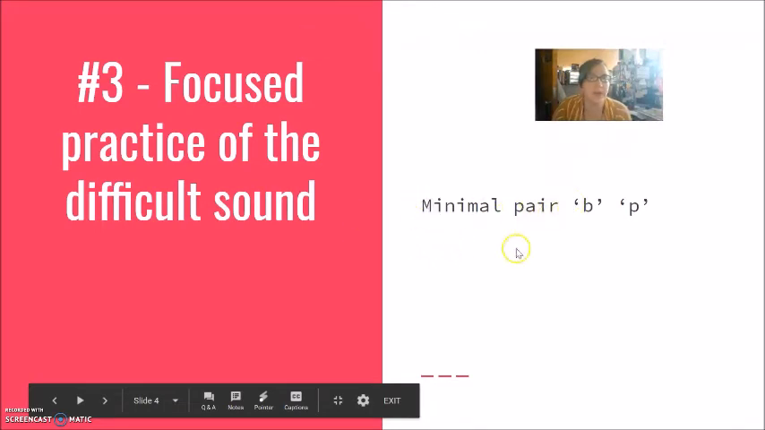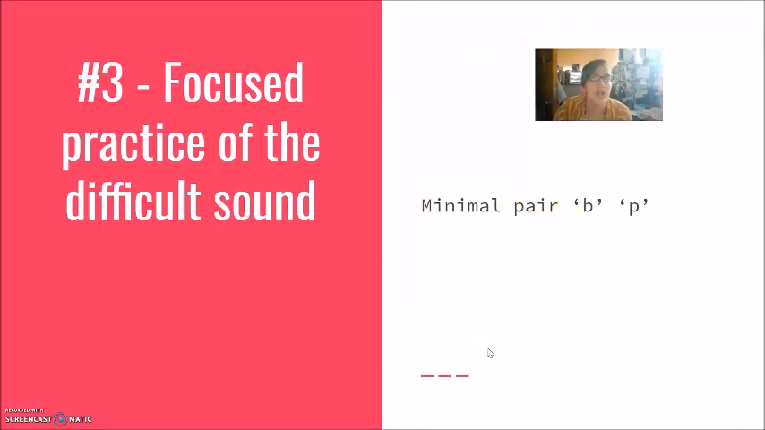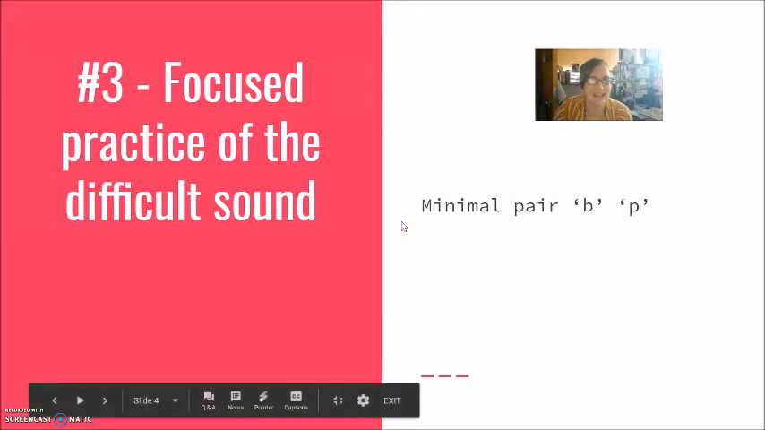A focused practice of the difficult sound, searching for a minimal pair, G and K, minimal pair, E and eh, A and I, minimal pair, L and R, minimal pair.